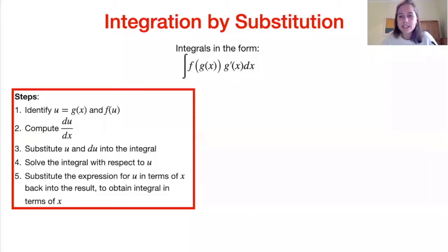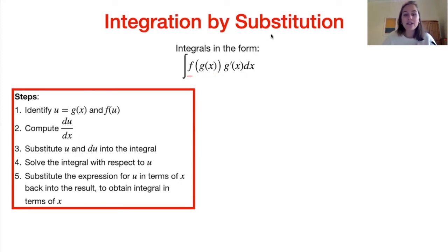Okay, so what is integration by substitution? Integration by substitution is a method of solving integrals of a very specific form, and that form is given here on the slide. So we're solving integrals which are in the form of a function of some other function g of x times the derivative of our function g of x dx.